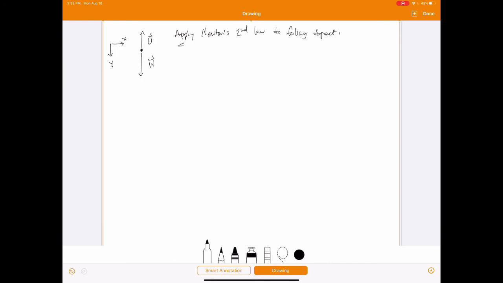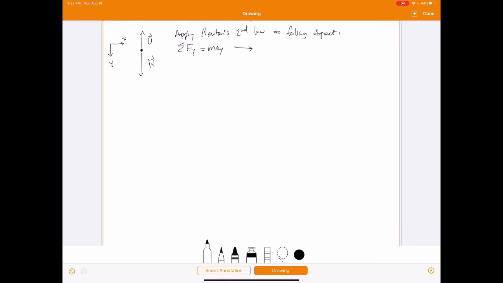Okay, well, that's just F equals ma, but we don't really need to think about anything other than the y direction because there's no motion happening in the x direction. So we'll focus all on the y direction. And here's what that gives us.